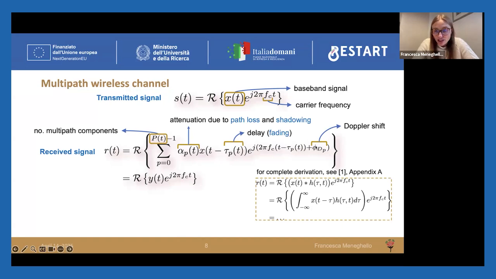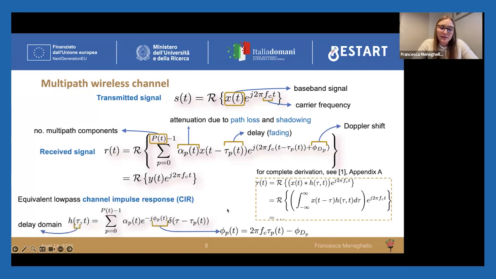In addition, we also have a phase shift linked with the Doppler effect, that is due to the movement of the transmitter, the receiver, or objects in the environment. And at the end, we can obtain the function that links the transmitted signal with the received one, that is the channel impulse response. And the channel impulse response, as you can see here, defines how the different multipath components combine at the receiver to generate the received signal.